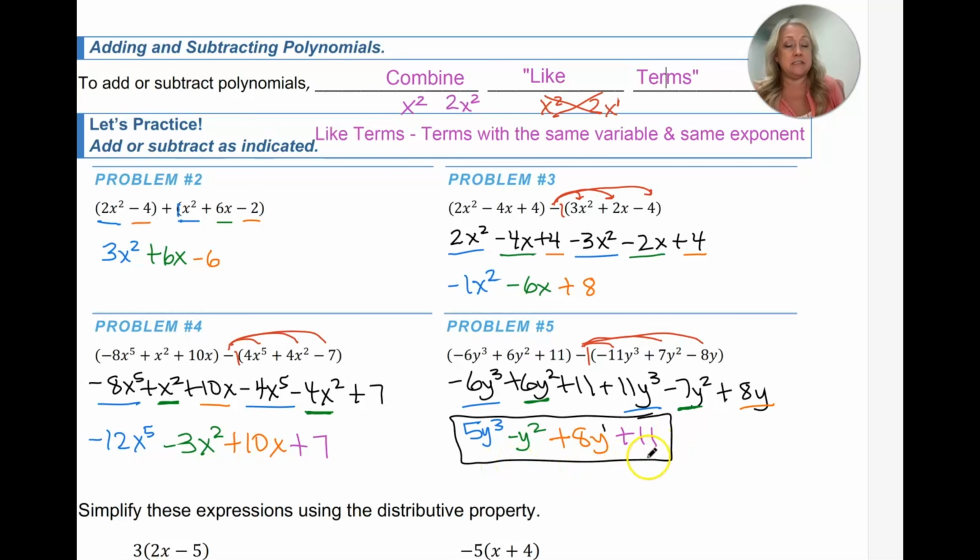And it's nice having it in descending order because it just keeps things more organized for things that you're going to be doing later on in math. I hope that was helpful for you.